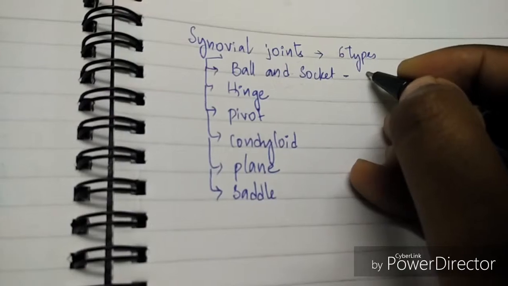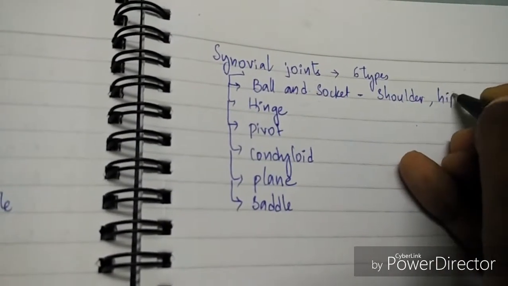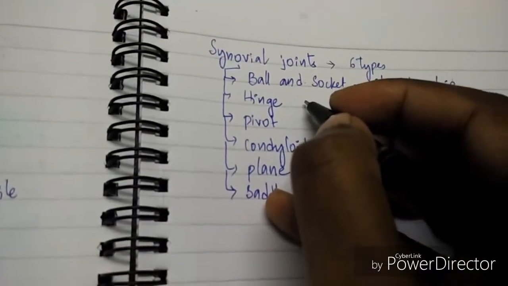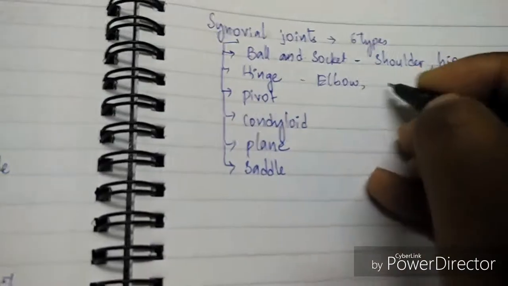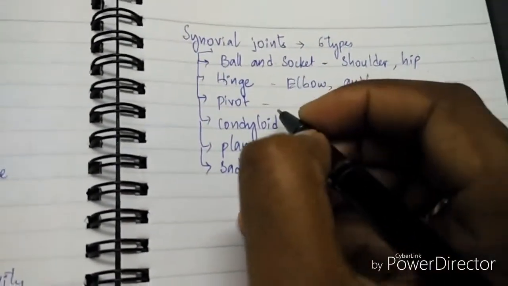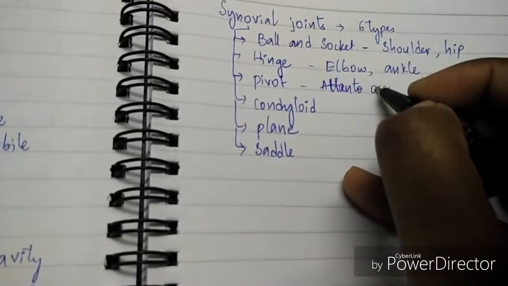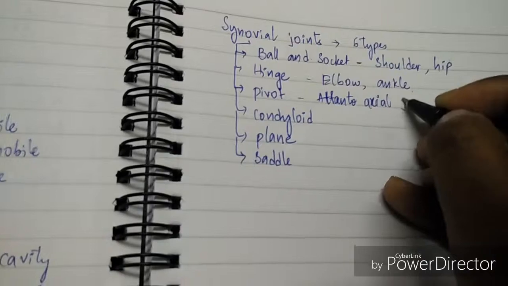Ball and socket joint, examples: shoulder, hip, incudostapedial joint, etc. Hinge joint: elbow; the ankle is a modified hinge joint. Pivot joint: atlantoaxial joint.